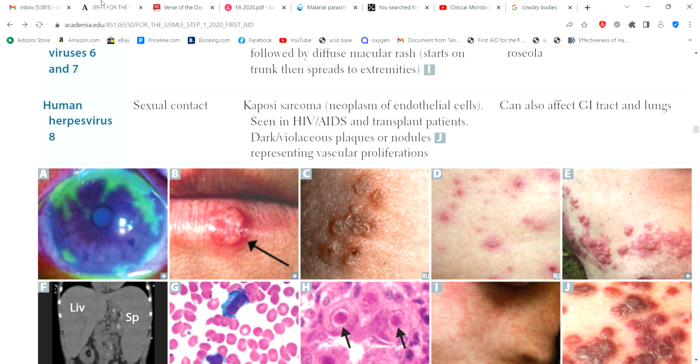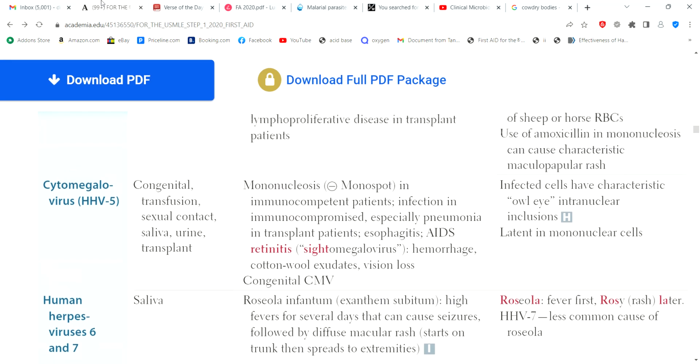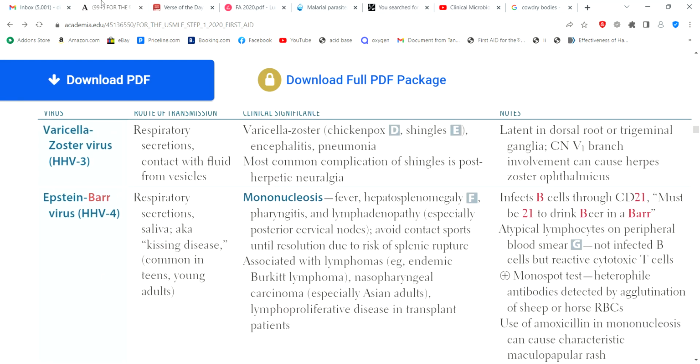The varicella zoster virus goes and hides in your dorsal root or in the trigeminal ganglia. Then it reactivates when you're old and comes back as shingles and causes this rash seen in figure E. And a complication of the rash is post-herpetic neuralgia. Okay, next. Epstein-Barr virus, very important, always tested.